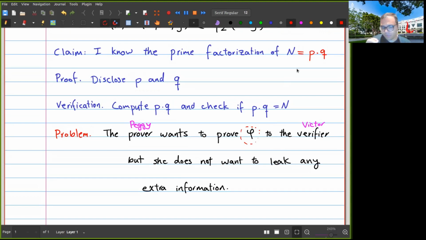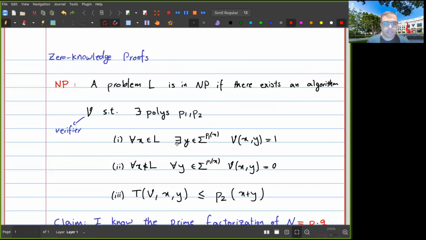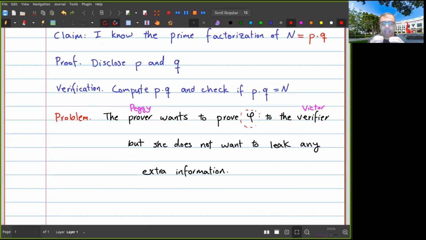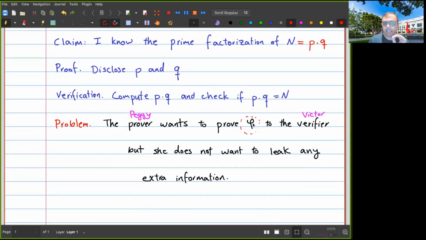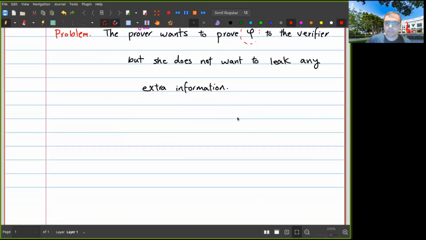But she wants this information to be the only information that Victor gains from the whole protocol. So at the end of the protocol, Victor should know that Peggy knows the prime factorization of n, but he shouldn't get any extra information. He shouldn't get p and q. He shouldn't also get any other type of information. Okay? So that's why we call it zero knowledge. The only thing that is added to Victor's knowledge is the fact that this statement phi holds. It's the fact that Peggy knows p times q. Okay. So before formalizing this, let me actually give you an example.